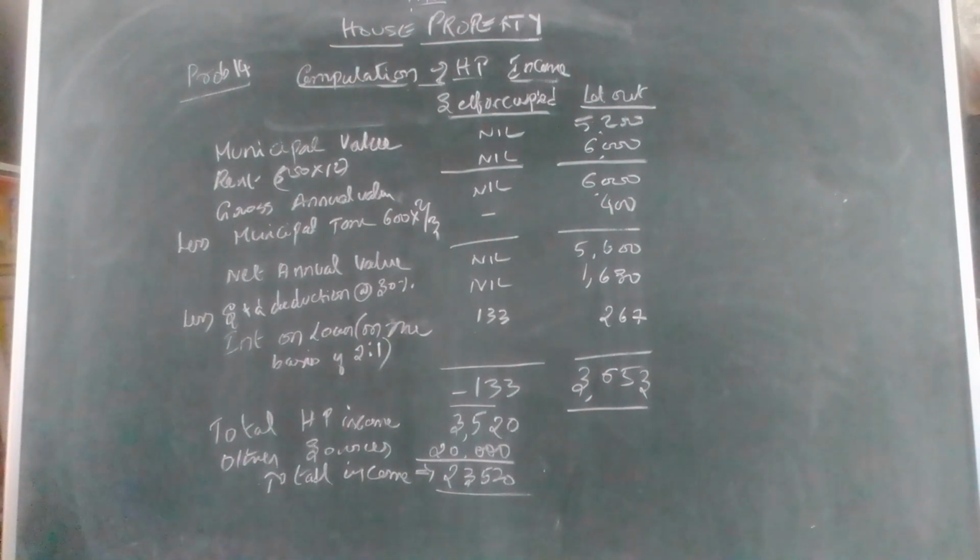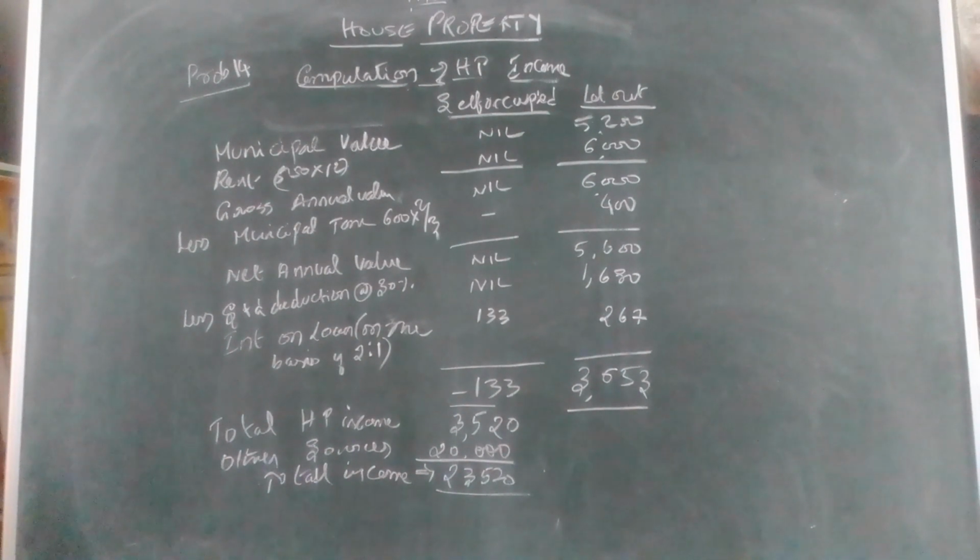So in this question, Mr. X is the owner of two houses. One house is used for his residence, and another house is let out for a rent of 500 rupees per month. Now we have to calculate the income. The house used for own occupation is taken as self-occupied. No rent is fetched for that, no income is derived from that. So the entire thing is 0.